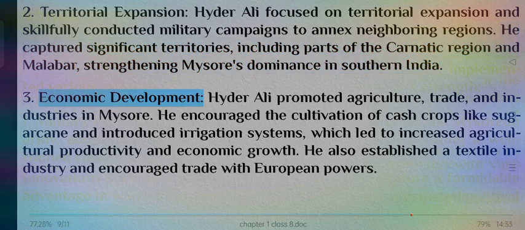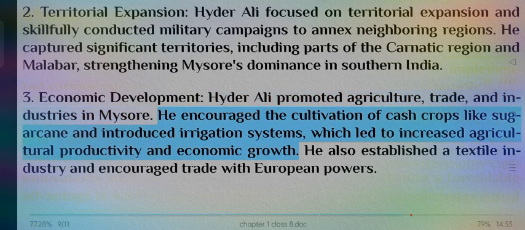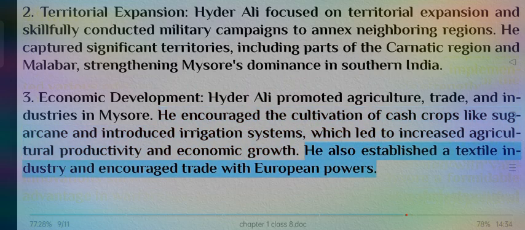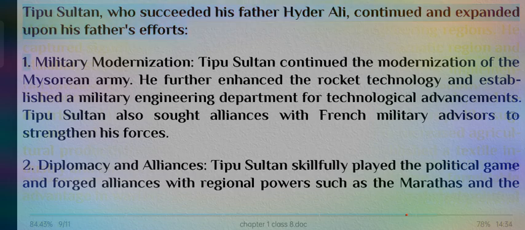C. Economic development. Hyder Ali promoted agriculture, trade, and industries in Mysore. He encouraged the cultivation of cash crops like sugarcane and introduced irrigation systems, which led to increased agricultural productivity and economic growth. He also established a textile industry and encouraged trade with European powers. Tipu Sultan, who succeeded his father Hyder Ali, continued and expanded upon his father's efforts.